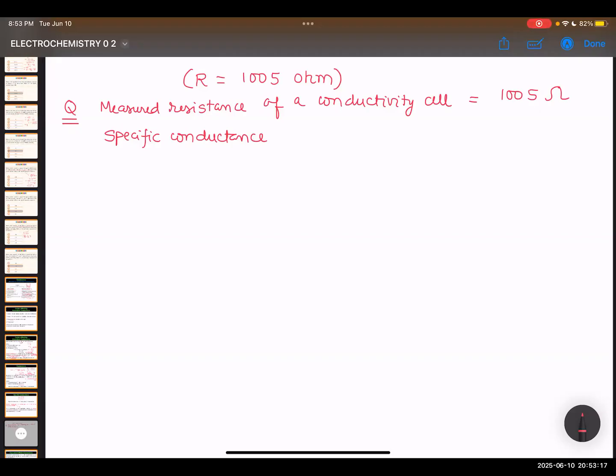If the cell constant has the value of 1.25 per centimeter. So this is one part of the question.